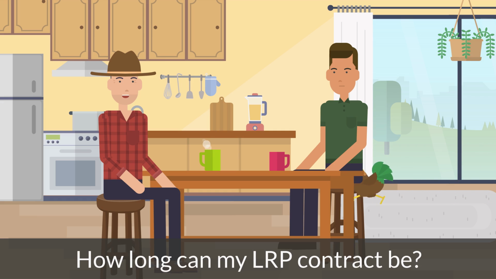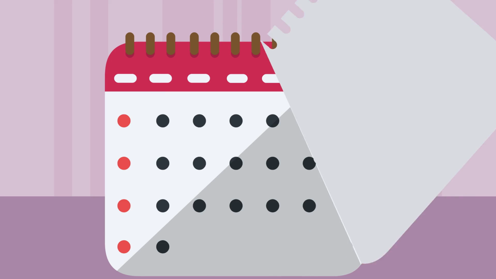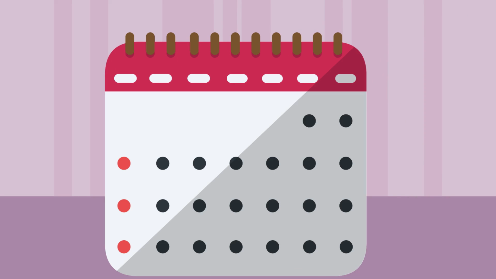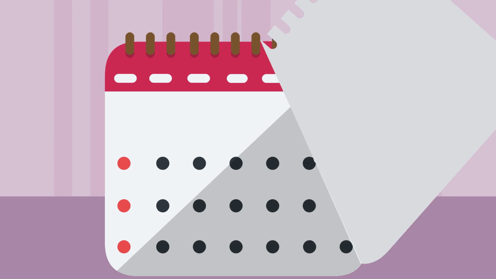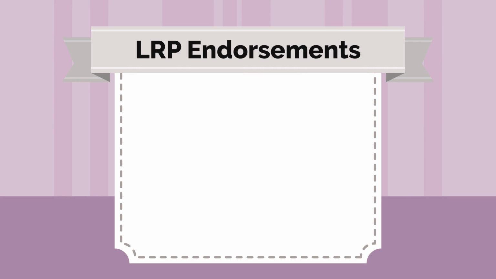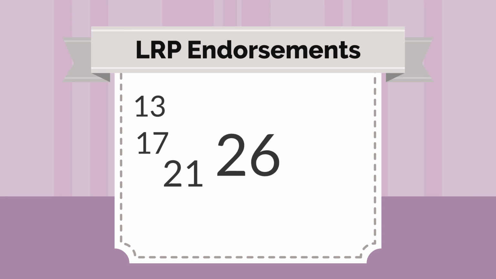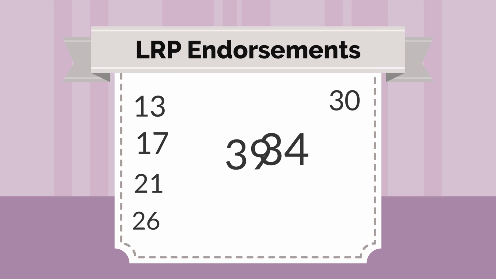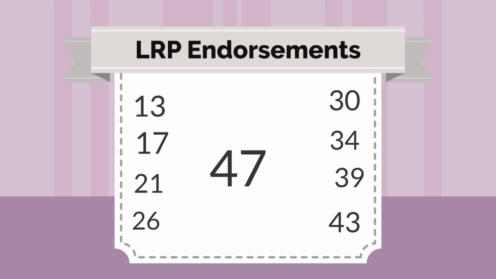Okay, so how close or far out can I create an LRP contract? And, when are premiums due? LRP provides a contract just about once a month. The earliest contract is 13 weeks out, and then usually about every 4 weeks after that. These contracts are called endorsements. There are 10 LRP endorsement windows: 13, 17, 21, 26, 30, 34, 39, 43, 47 and 52 weeks.